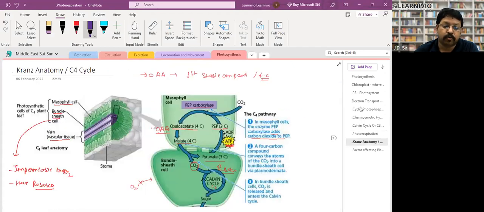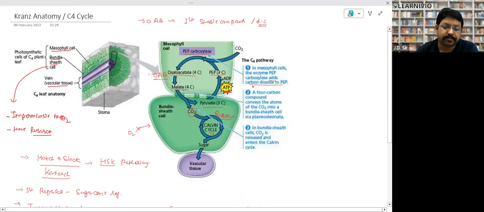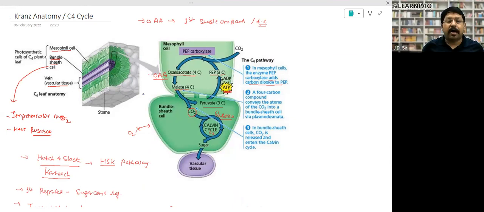What is the Kranz anatomy? Very, very important. There are some plants called C4 plants. These plants are immune to photorespiration, meaning the process of photorespiration does not take place in these plants. They are called C4 plants.